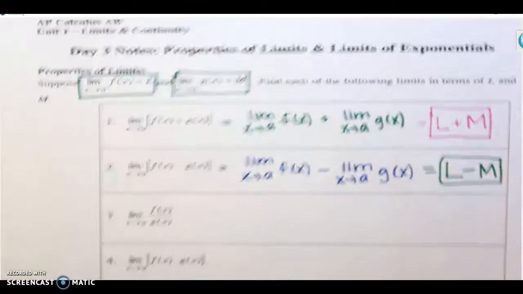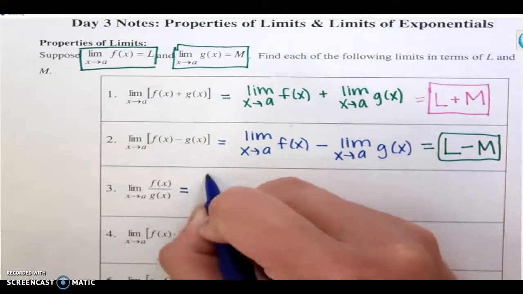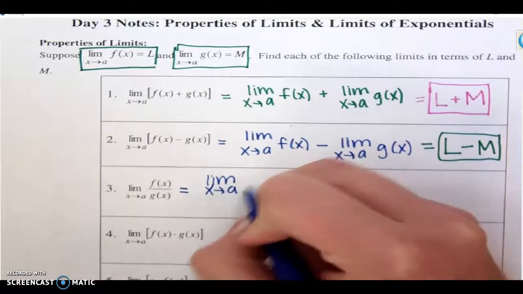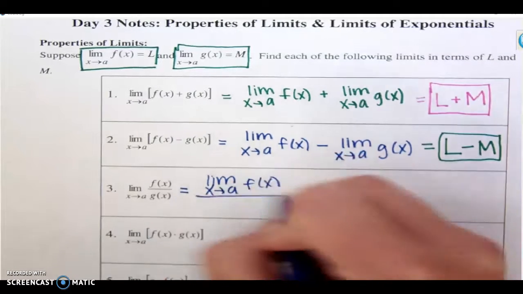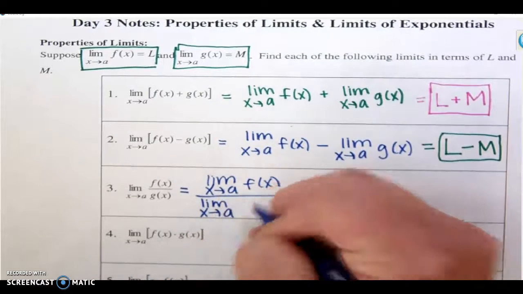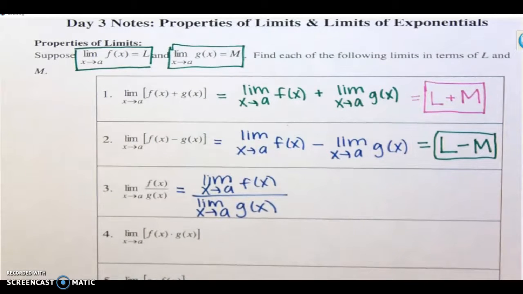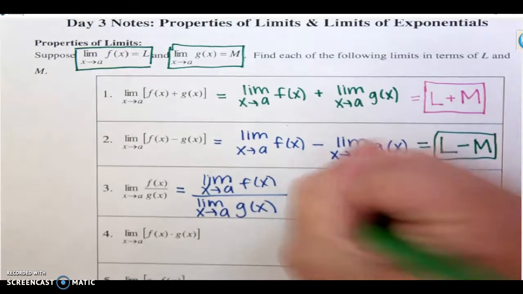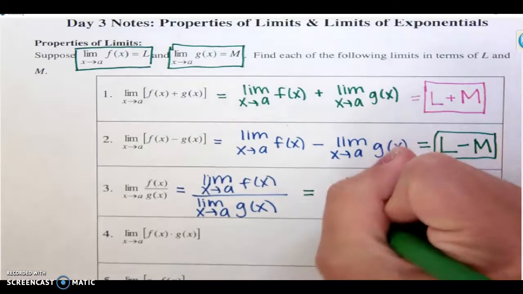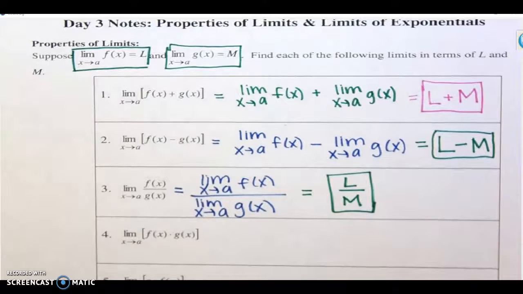So then the next one we have is just division. So we can separate it just like the other one. So the limit as x approaches a of f of x divided by the limit as x approaches a of g of x. Well, we know the limit as x approaches a of f of x is L, divided by the limit as x approaches a of g of x, which is m, so it's the same thing as L over m. So it's the same thing as dividing those two numbers.